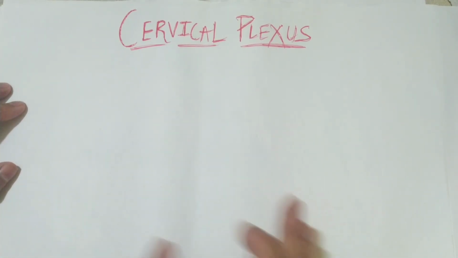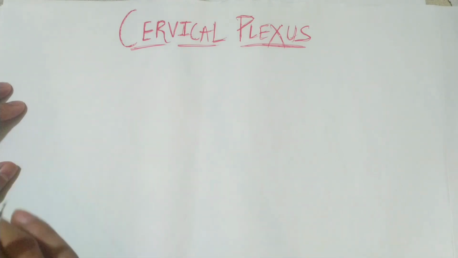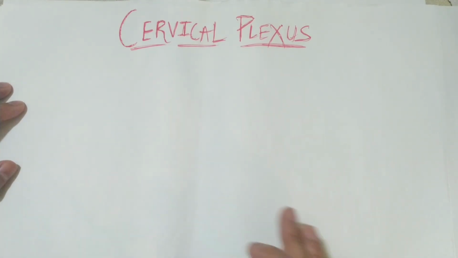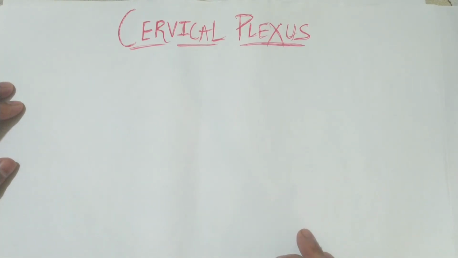In the coming videos, we will discuss all four plexuses: the cervical, brachial, lumbar, and sacral plexus. By that, we will divide all the nerve supply of the peripheral regions of the body, and of the abdominal and thorax regions. So let's begin first with the cervical plexus.